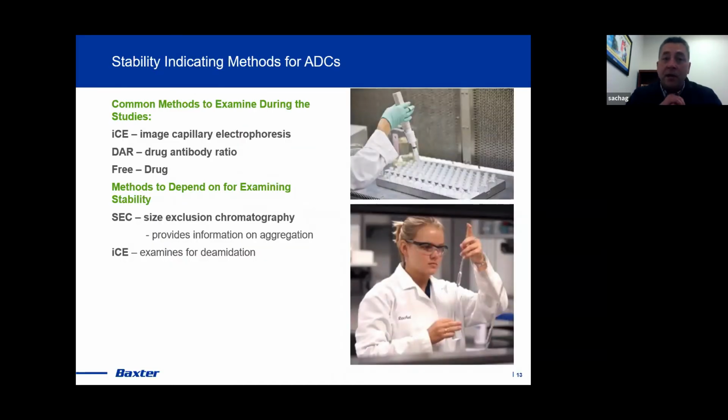Of our stability indicating methods, the most common is ICE. We may look at DAR or free drug over time, but it depends on the linker system. So really what we focus on is SEC and ICE during the early studies. We find those tell us a lot more information.